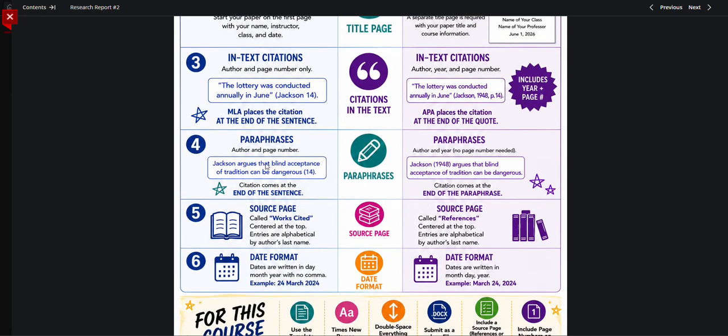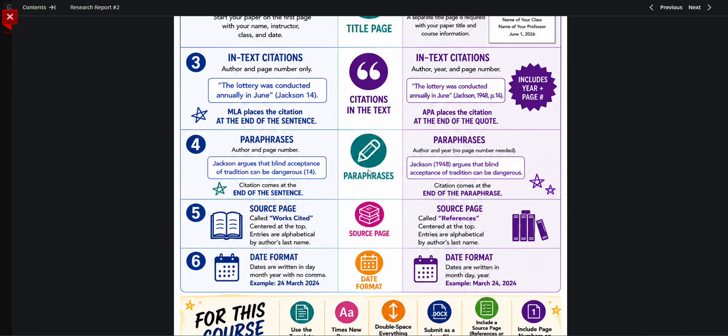Paraphrase citation. In MLA, if you name the author at the beginning of the paraphrase, like Jackson argues the blind acceptance of tradition can be dangerous, you're just going to put the page number at the end because you've already said the author's name. And it's a paraphrase. You're not actually saying exactly what they said. You're not giving a direct quote. You've put it in your own words.